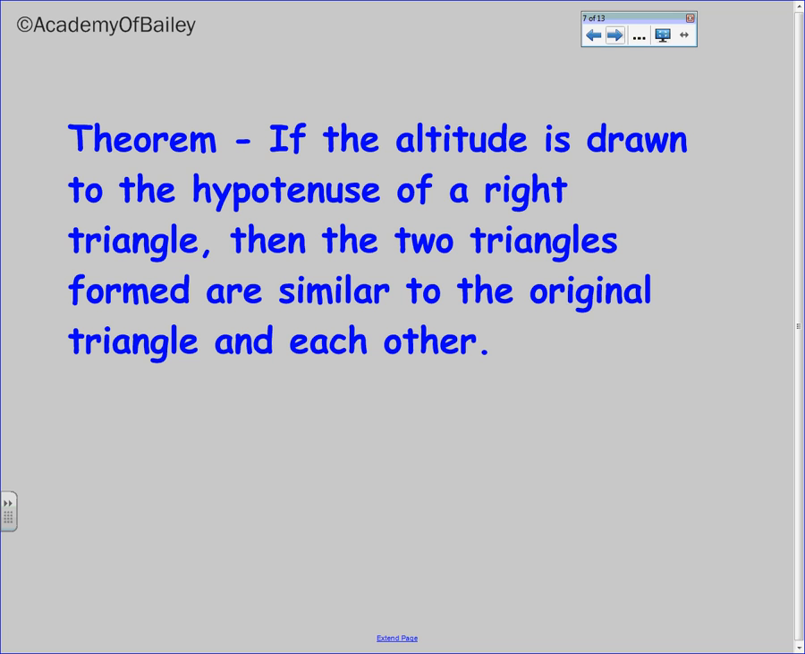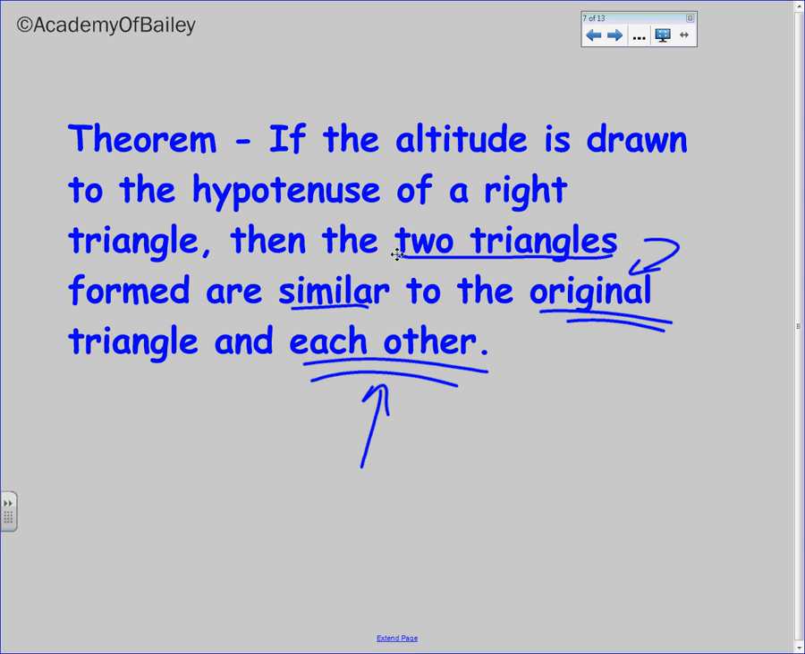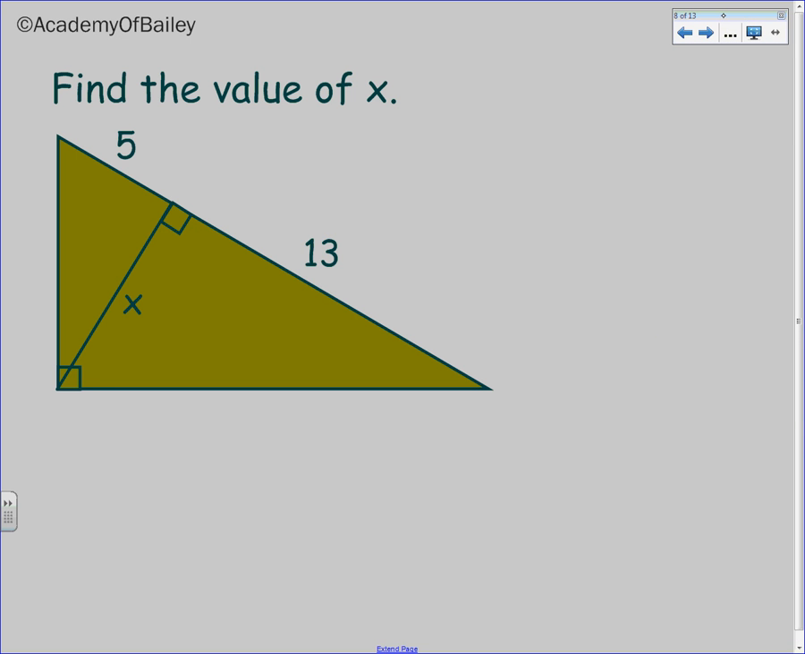I'll give you a moment to read it. The two triangles are similar to the original and each other. So on all those slides, what I've proven to you is that the two triangles were similar to the original. We did that first, and then similar to each other. We did that last. That was the 90 minus x. So therefore, this theorem is going to be mighty helpful if you come across this on, say, a standardized test.